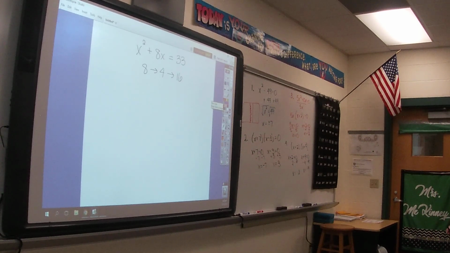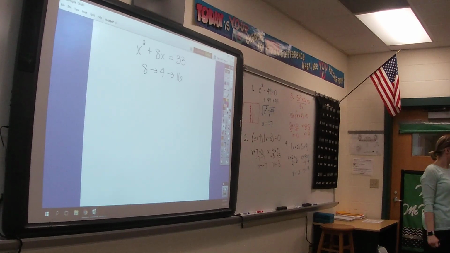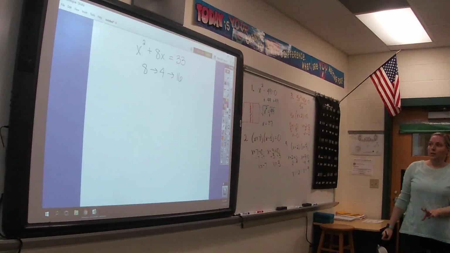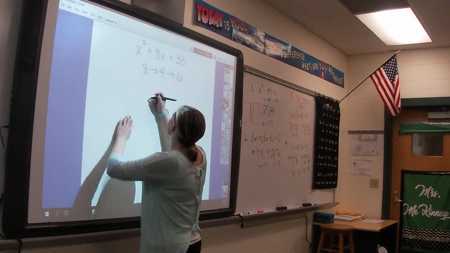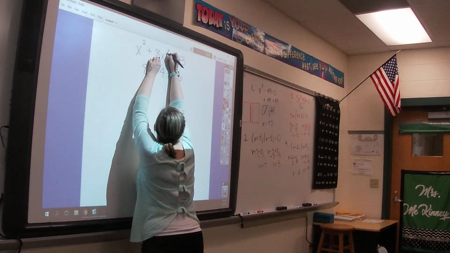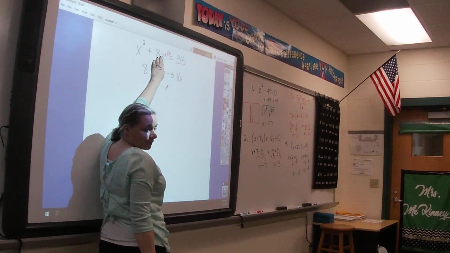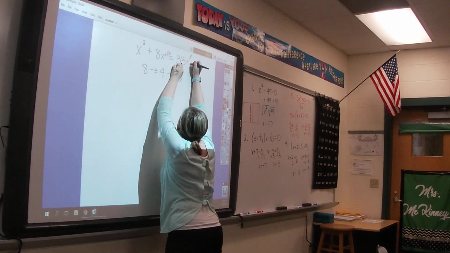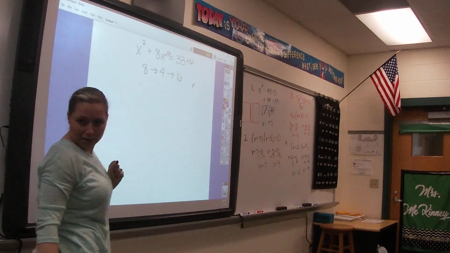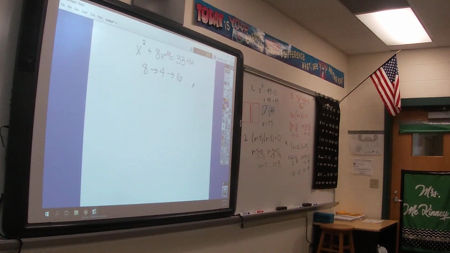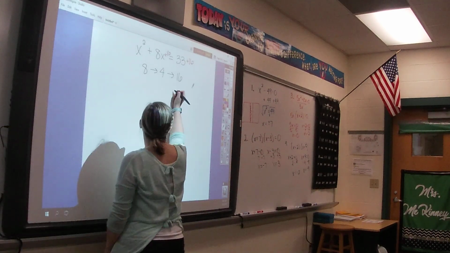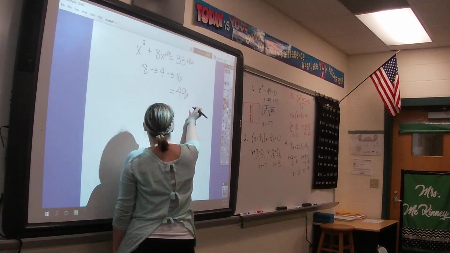Okay, then we are going to add that to each side. So I'm going to have x squared plus 8x plus 16 equals 33 plus 16. Are we doing okay so far? So far, so good? What is 16 plus 33? 49.